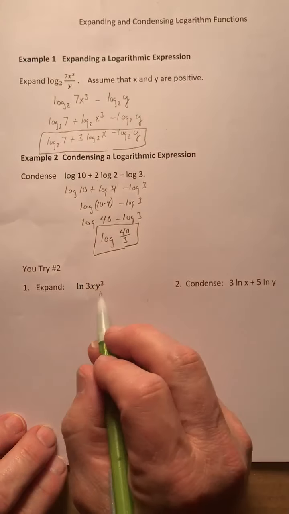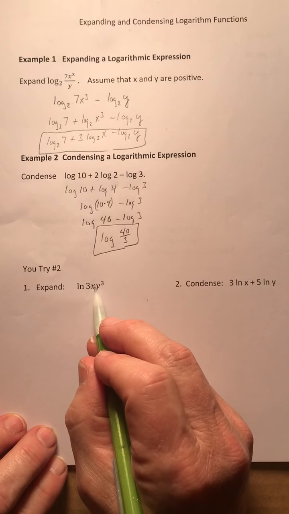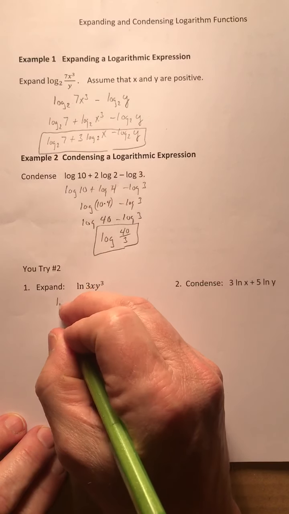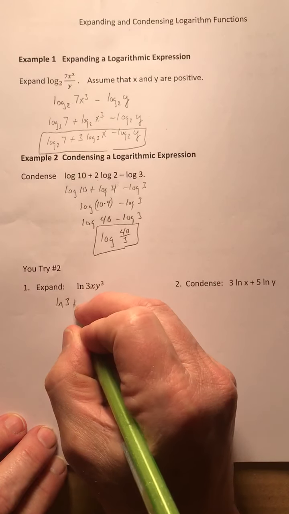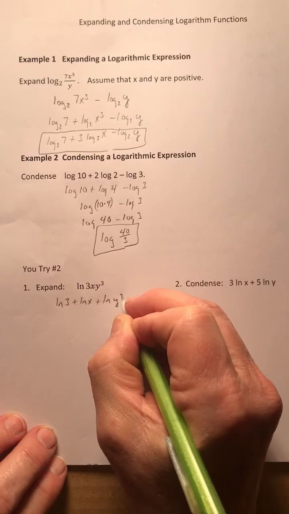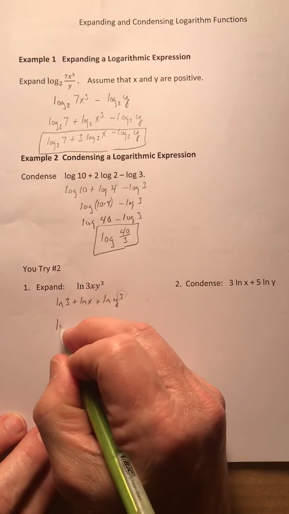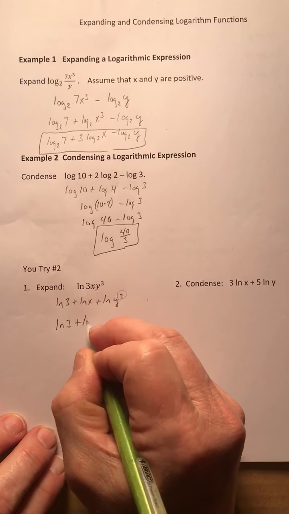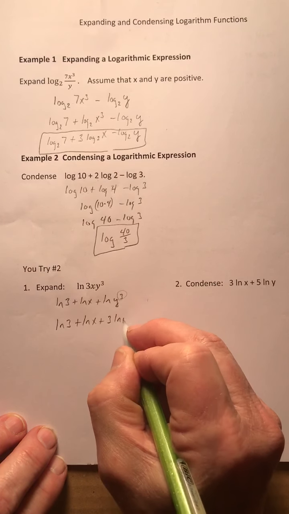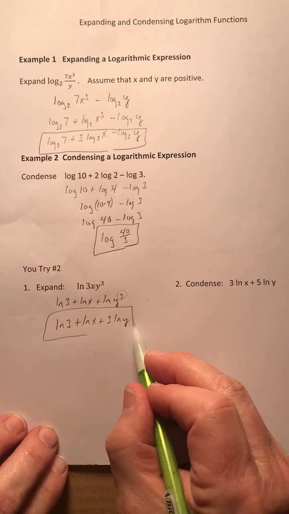All right, so we're going to expand this one. It's 3 multiplications, so the quick way to expand it is to just change these multiplications to additions. So it's natural log of 3 plus the natural log of x plus the natural log of y cubed. And then the only thing we've got to get rid of is that cube. So we'll make it natural log of 3 plus the natural log of x plus 3 natural log y. And that's it. All right, that is expanded.